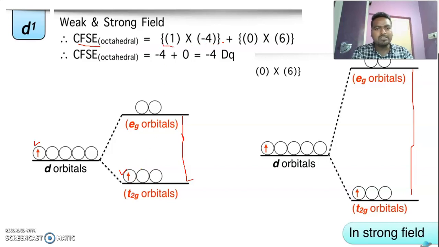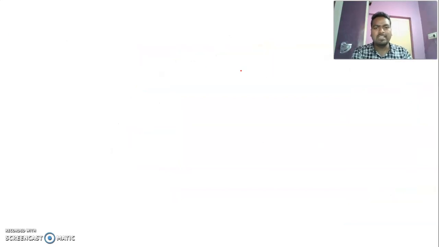So 1 into -4 plus there are no electrons in the eg level. You just look here, no electrons are present, that's why 0 into 6. So CFSE is equal to -4 plus 0, so -4 Dq. So -4 Dq is the CFSE for a d1 system. Usually titanium complexes are d1 systems. For all the titanium complexes, -4 Dq is the crystal field stabilization energy.